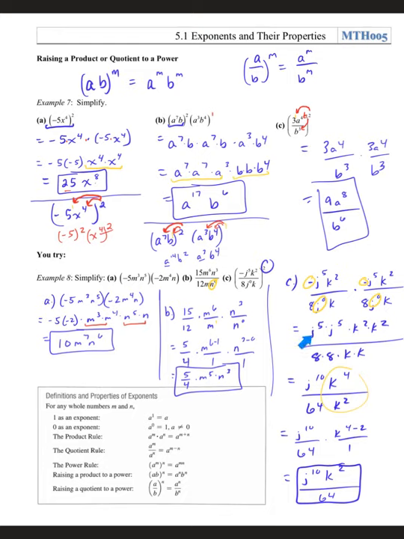So in the numerator, I have j to the fifth times j to the fifth times k squared times k squared. In the denominator, I have 8 times 8, k times k. Simplified that, j to the 10th, k to the 4th over 64k squared. And then I still have 2 k's left that I have to simplify. So I do 4 minus 2 to get j to the 10th k squared over 64.